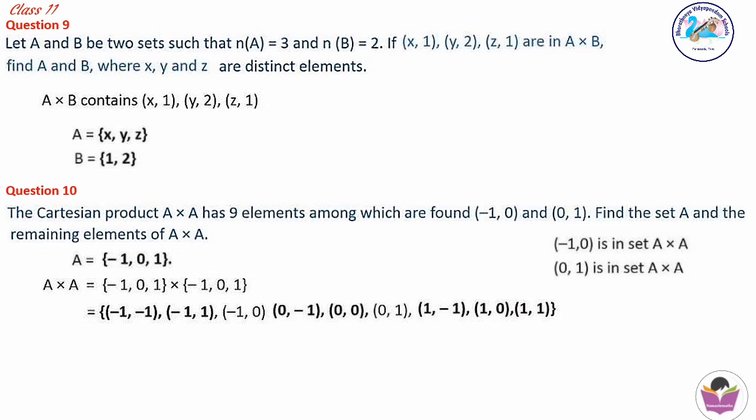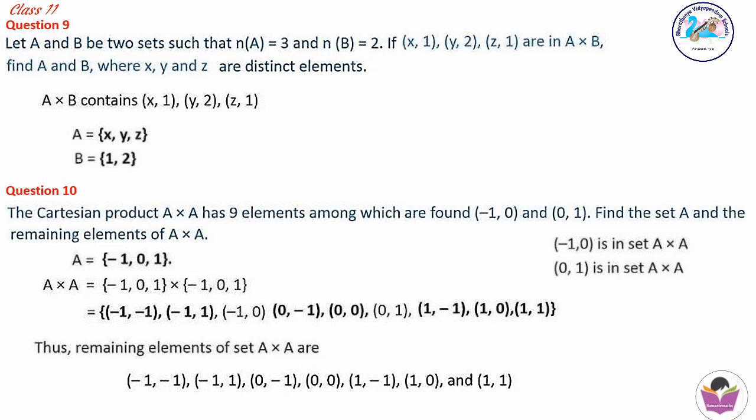Now we can check here, the highlighted ones are our required elements. You can see the not highlighted one, (-1, 0), is given to us. And again (0, 1) is not highlighted, that is also given to us. Other than these two, all the remaining are our required elements. That means the remaining elements of A cross A are (-1, -1), (-1, 1), (0, -1), (0, 0), (1, -1), (1, 0) and (1, 1). So these are the remaining elements.